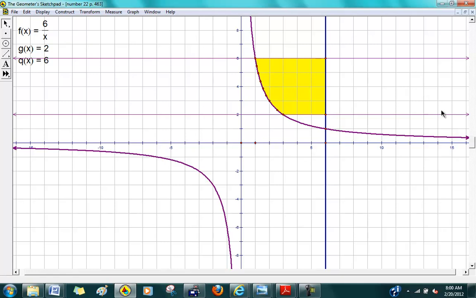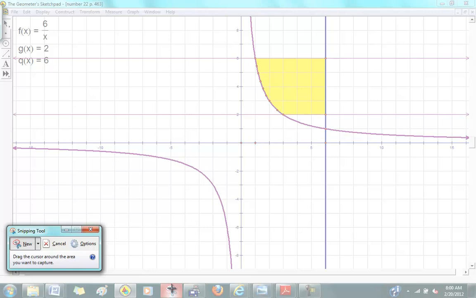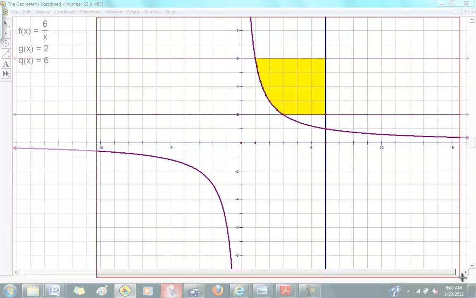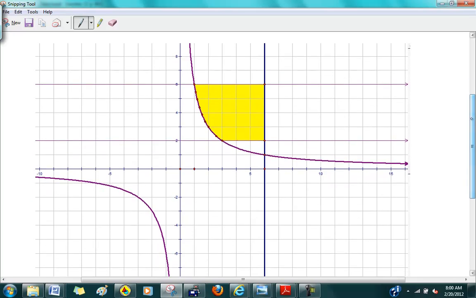All right, so I spent a few minutes working this problem out, and so I'm going to do number 22 on page 463. Let me snip this one. The function is xy equals 6, and you're rotating this yellow region that is between the lines y equals 6, y equals 2, and x equals 6. The yellow region is going to be rotated about this line y equals 6. And so you're going to get a funky solid there.